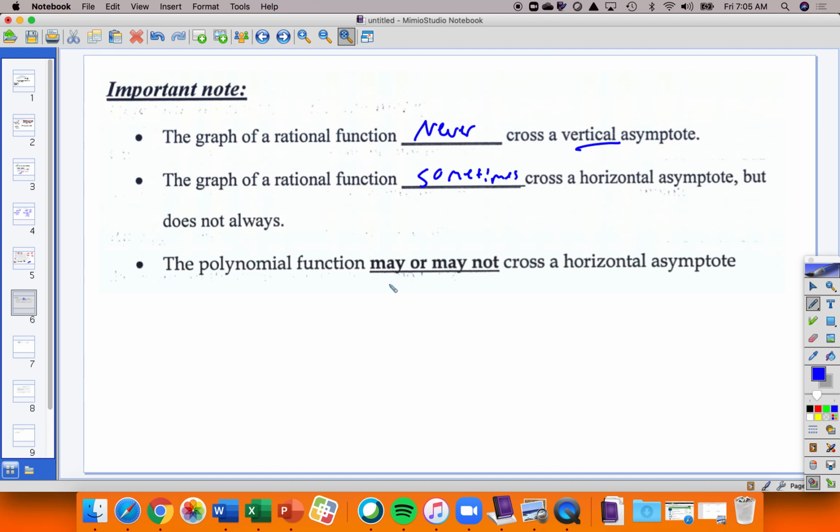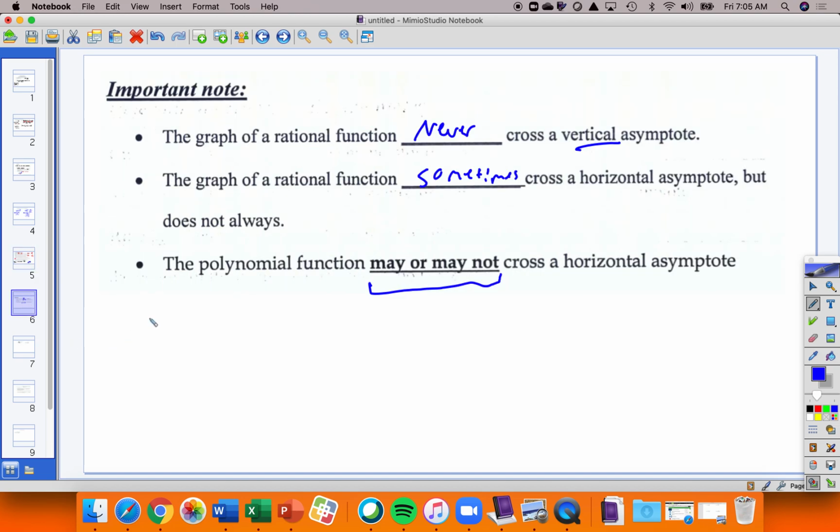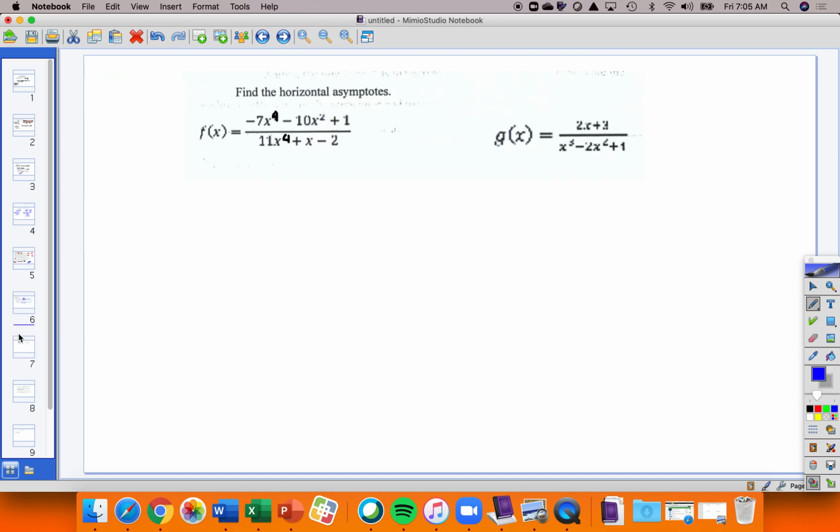So the polynomial function may or may not cross the horizontal asymptote, like the example I just showed you, where it could cross and then come back. Let's look at some examples of horizontal asymptotes. Find all the horizontal asymptotes.